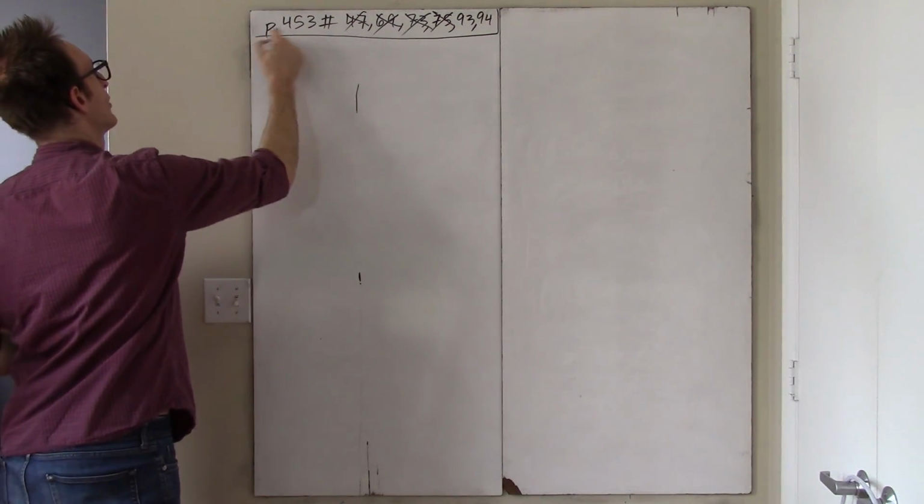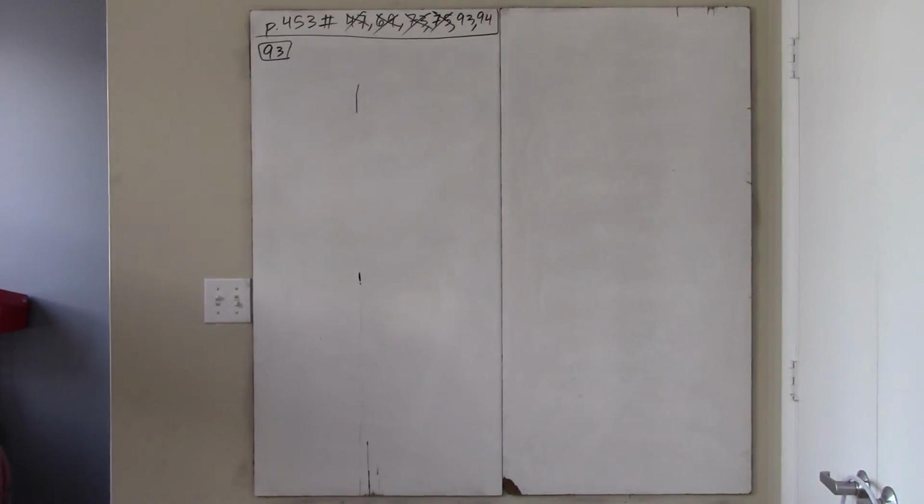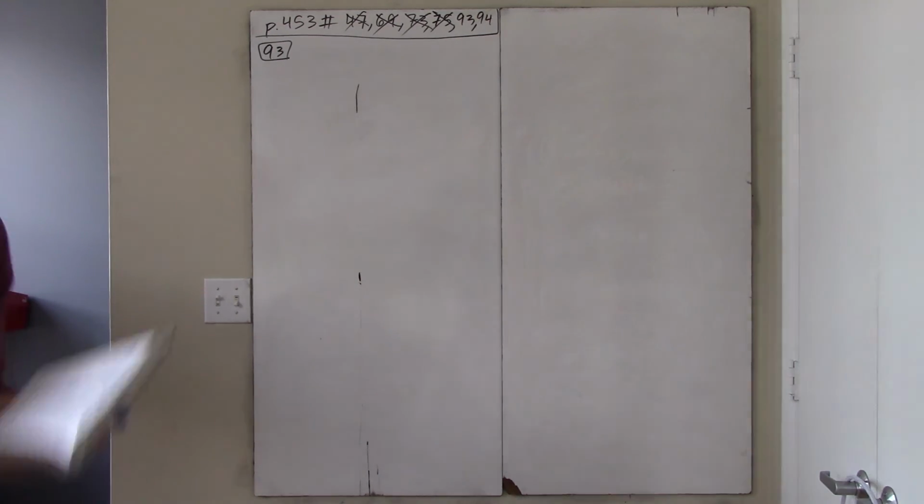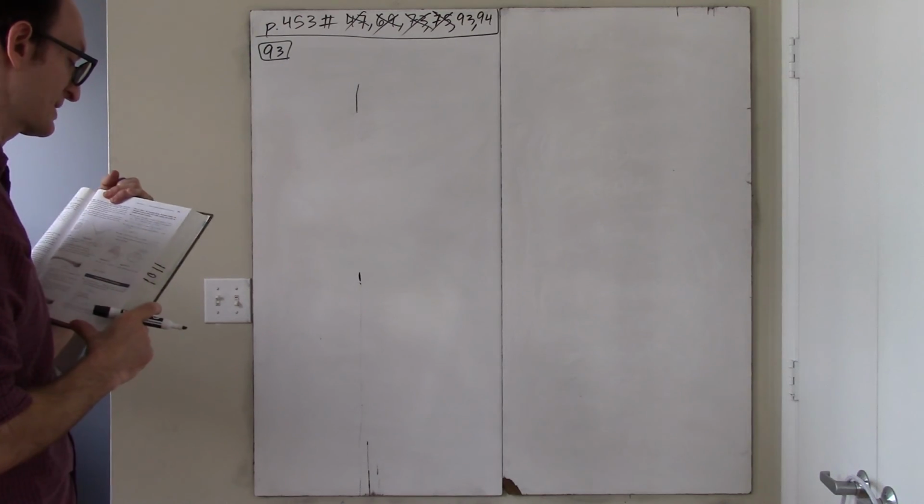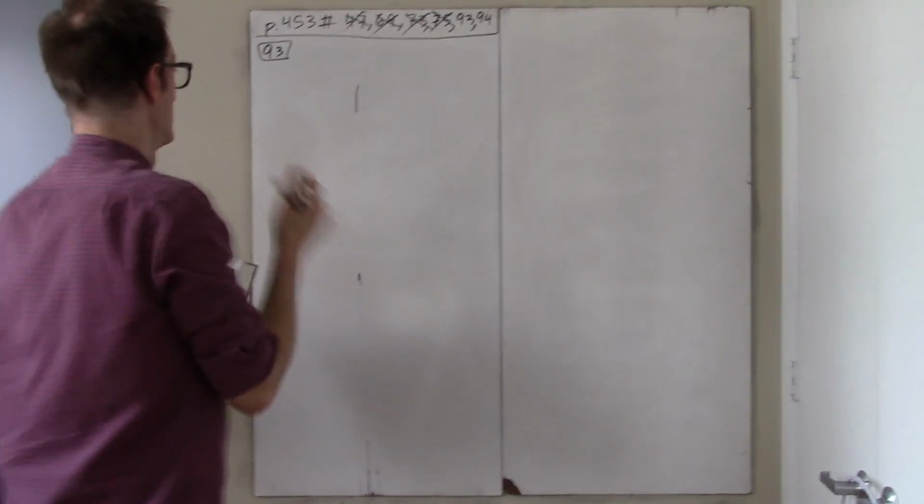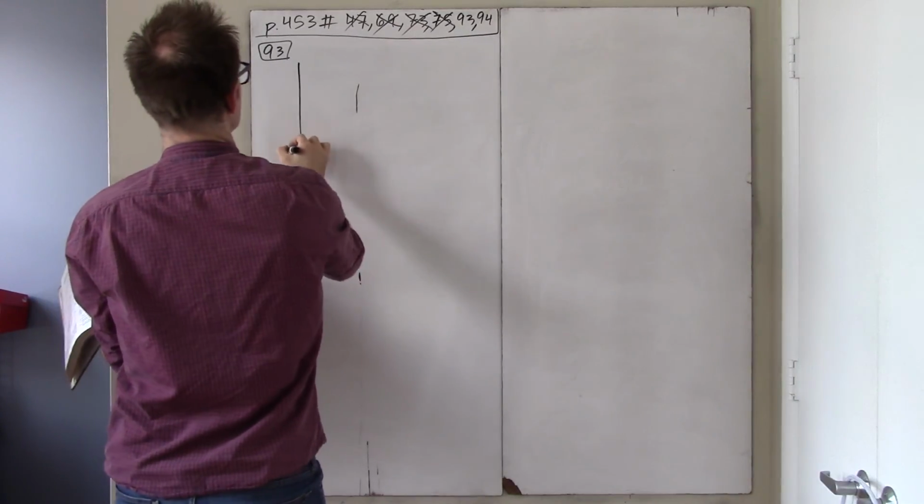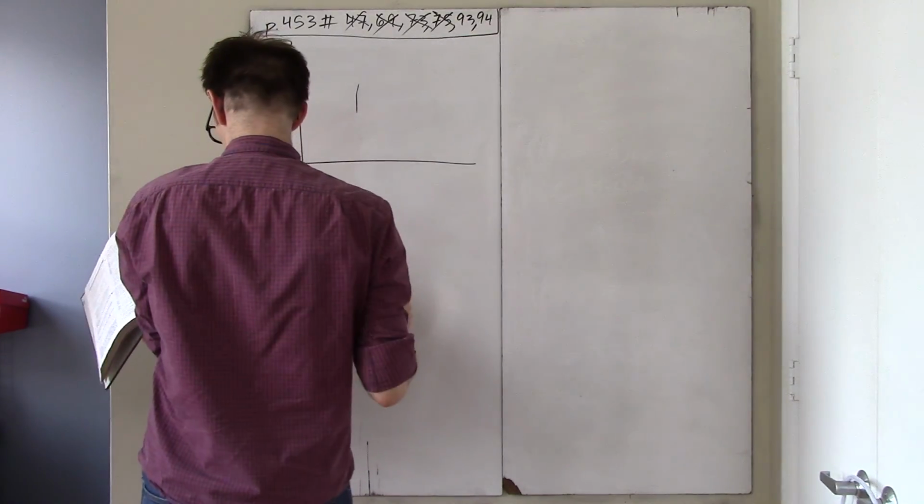93 and 94. 93 says, find the area between the graph of y equals sine x and the line segments joining the points 0, 0, and 7 pi over 6, negative 1/2, as shown in the figure. Okay, so I think this problem is not really deep or anything.